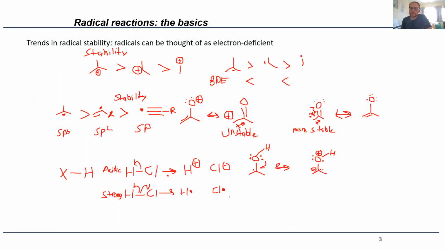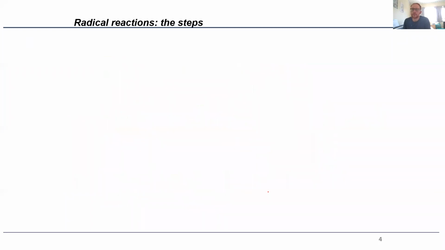Okay. If there's no more questions, we'll talk about the fundamental reaction steps in a radical reaction process. In general, when we think about radical reactions, they can be, broadly speaking, divided into 3 steps. And the first step is always initiation.